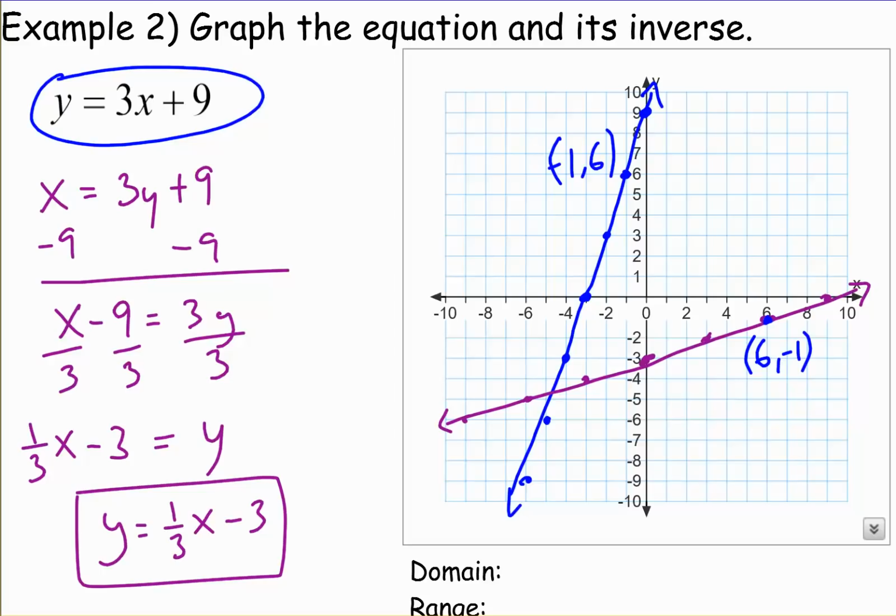We could take any other point. Let's take this point here, which is negative 3, 0. Its inverse is going to be 0, negative 3. And that'll work like that for all of these points. What's our domain? Our domain is all real numbers. What's our range? All real numbers.